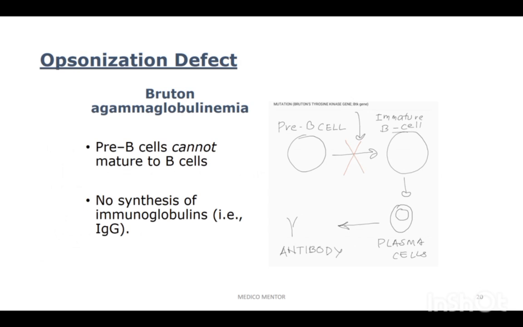The next defect is opsonization defect, and the disorder is called Bruton agammaglobulinemia. Here, the pre-B cells cannot get transformed into immature B cells because there is a mutation defect of the Bruton's tyrosine kinase gene. Now, if the B cells cannot mature enough to form plasma cells, antibody cannot be formed, and one of the opsonins is the antibody IgG.